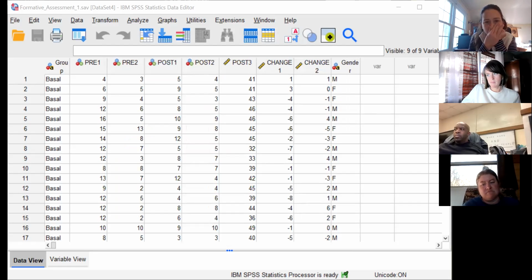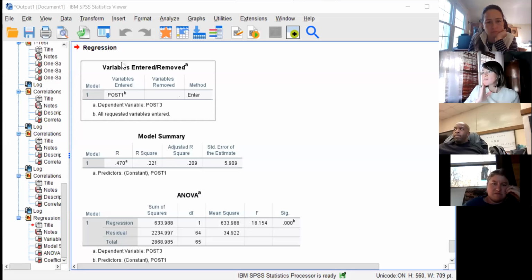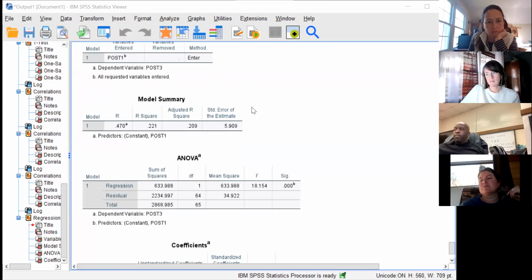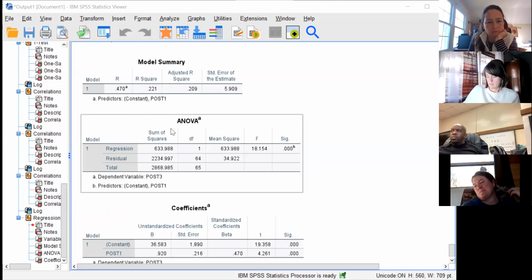Now I'm going to go back to share the, there we go. Here's the outcome from that regression. Model summary, R squared, that's for the whole model, but here is the ANOVA. This is the ANOVA that tells you whether the regression is significant or not. And it is. Regression is significant at 0.000. That's out of the ANOVA block.